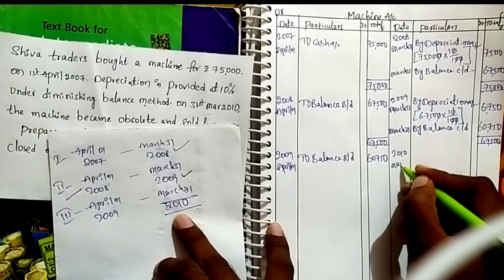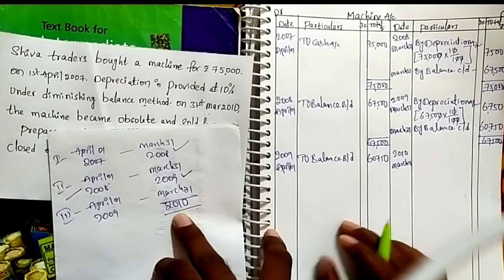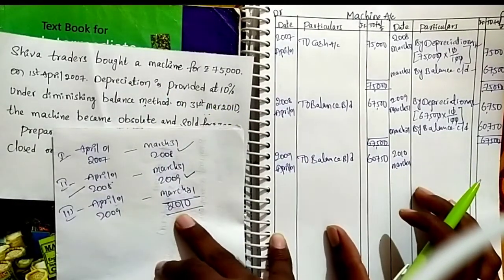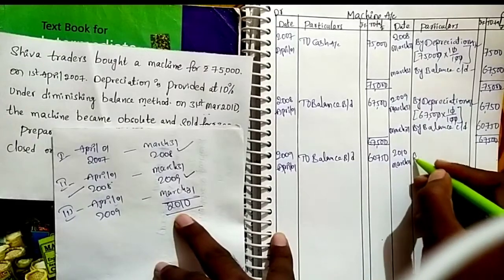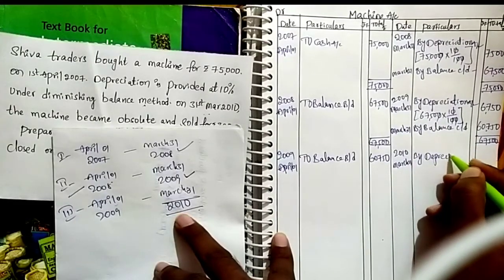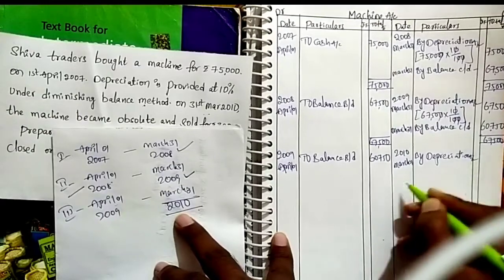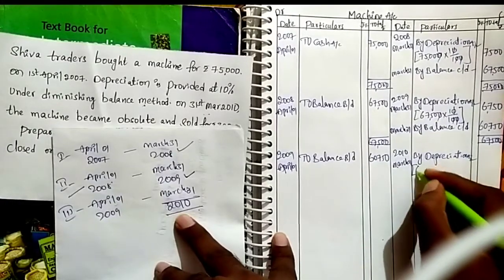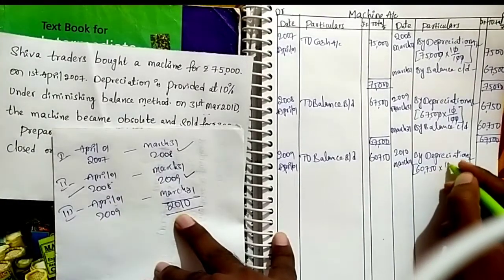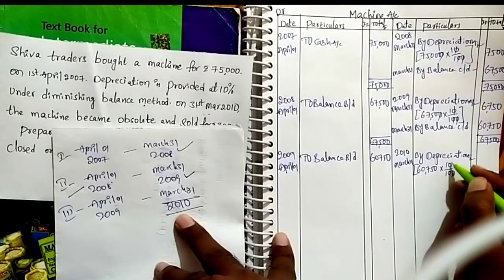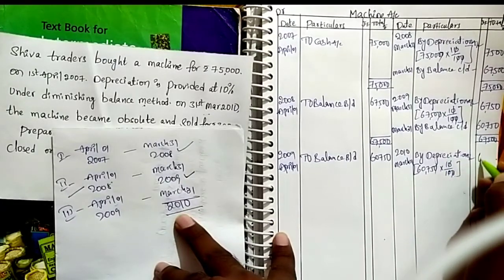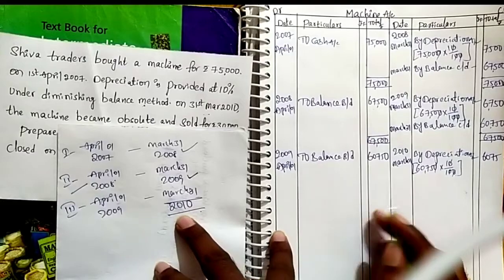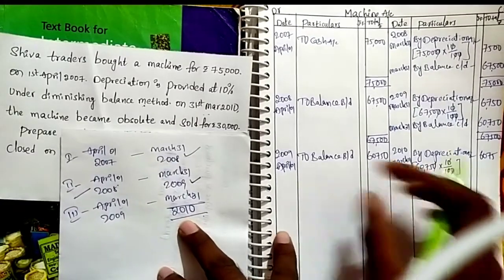So at the end of the third year, what is that? 2010 March 31st. Shiva Traders utilized that machine in the third year also, so we have to provide depreciation for the third year, by depreciation account. Again depreciation is calculated on this reduced value, 60,750 into 10 by 100. Zeros cancel, next zeros cancel. 6,075 rupees depreciation.